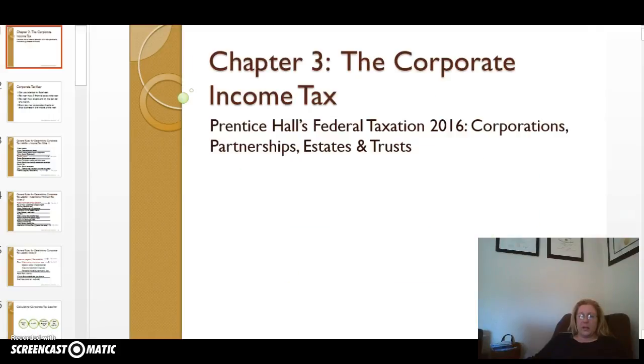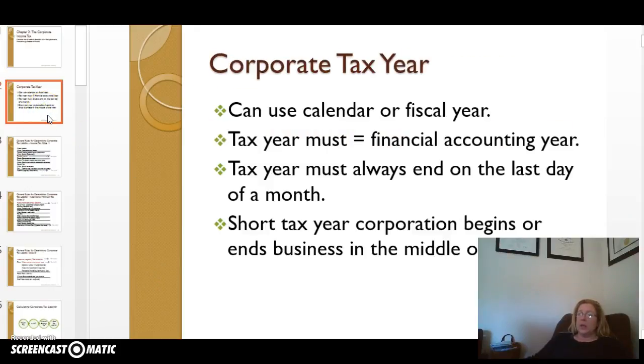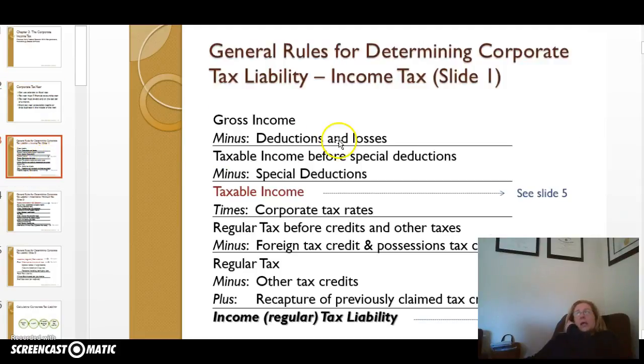And then finally, we are going to conclude the module with computation and calculations of deductions, corporate taxable income, and corporate tax liability. Okay, so we'll be going through corporate taxation, and here you can see the general rules for determining tax liability or income tax. So just as the individual taxation has a formula that you learned, corporate taxation has a similar type of formula.